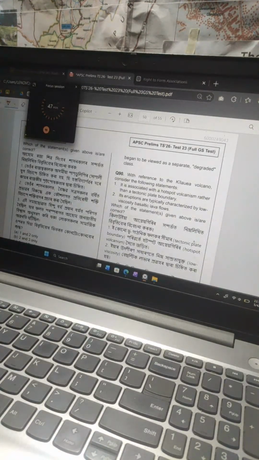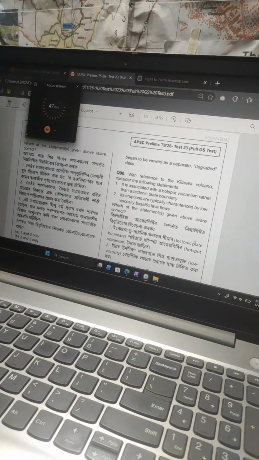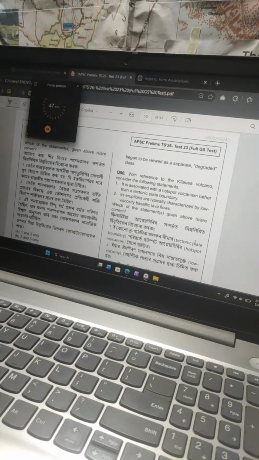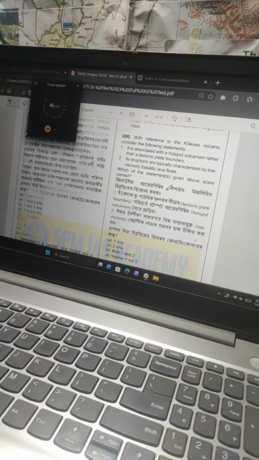With reference to the Kailaya volcano, consider the following statement. It is associated with hotspot volcanism rather than tectonic plate activity. Where is the Kailaya volcano? I don't know the answer. Its eruptions are typically characterized by low viscosity basaltic lava. Okay, what is the Kailaya volcano?